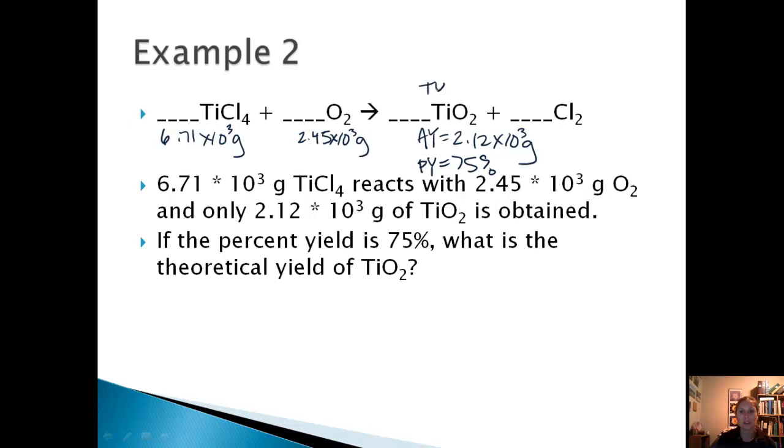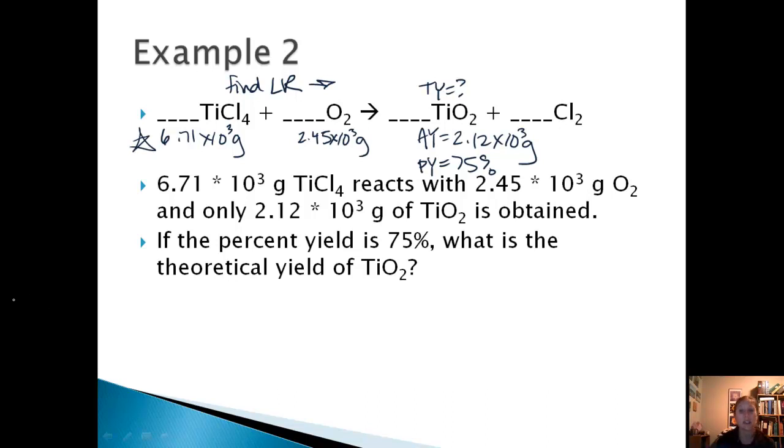Now there's a couple ways that we could do this. Because we know both the reactants, we could find the limiting reactant, and that would in turn give us the theoretical yield. Or because we know percent yield and actual yield, we can just solve it that way as well. So what you could do is try it both ways. It'd be good practice for the limiting reactant part, and then you could just compare.